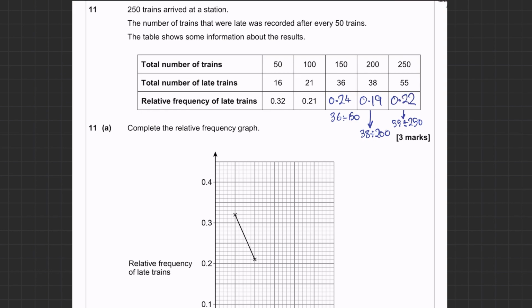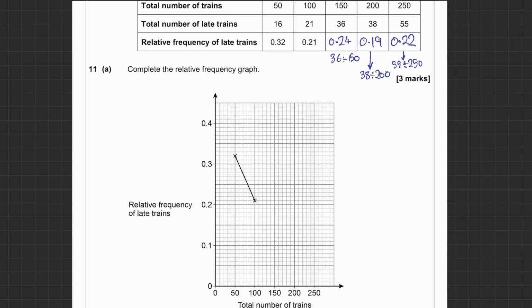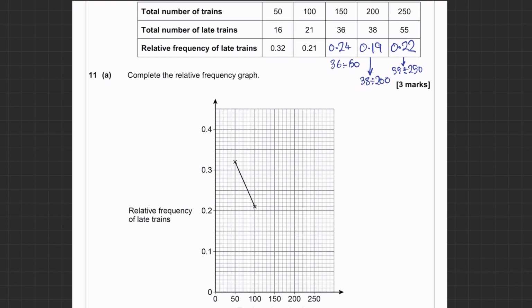So now we've got these values, we can input them into this graph. So you want to be as accurate as you possibly can. So we've got total number of trains on the bottom and the relative frequency of late trains on the left, or the y-axis. So the first one, we've got the first two plotted. So the next one we need to plot is the number of trains is 150 along the bottom. I'm going to go up to 0.24, which is here.